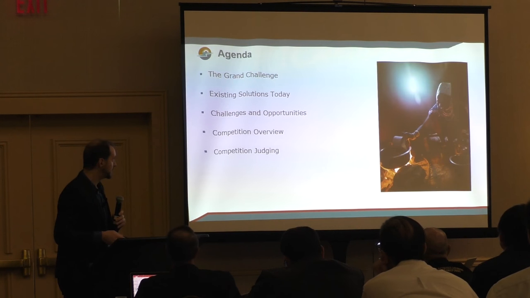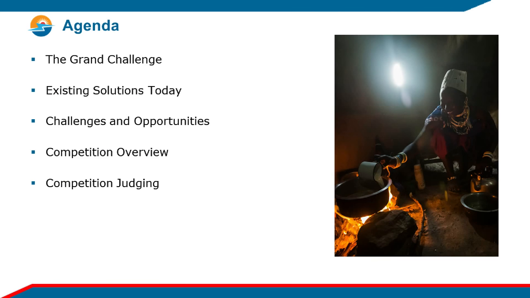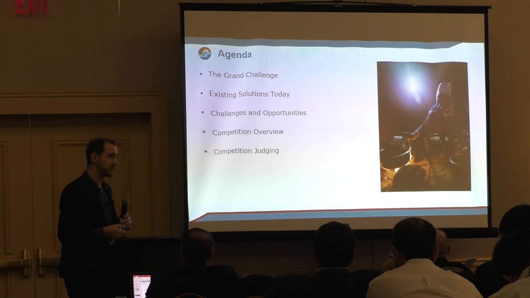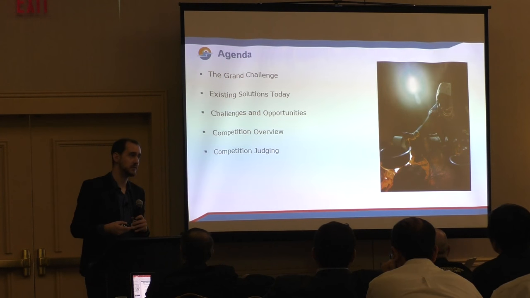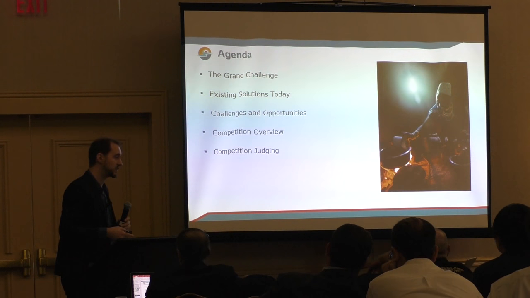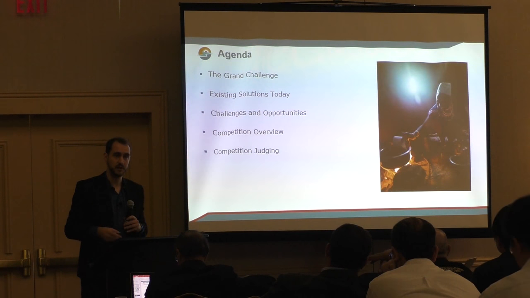So what are we going to talk about today? We divided today's presentation into five major topics. The first one is what we call the grand challenge. This is really framing the problem: what is it that we are trying to tackle? We are going to quickly look at existing solutions today, what people are trying to do in different fields, both from a technology standpoint and from a business standpoint. Then we are going to start looking at the challenges that flow from this and the opportunities that it opens up. Then we are going to give a brief overview of the competition, how we are thinking about how this issue can be moved forward, and go into a little more detail on the competition judging.